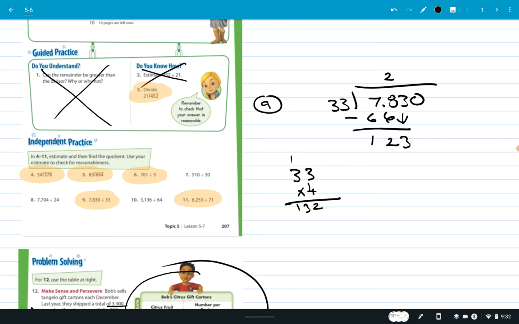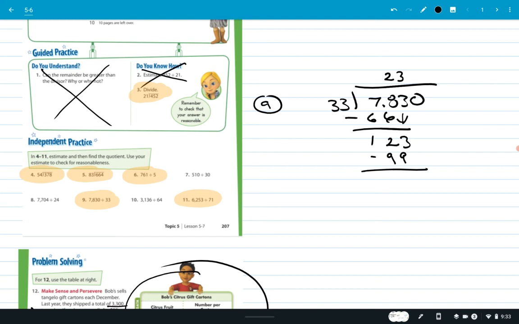A little bit too big. So I heard somebody else say 3 times. Let's try that. 3 times 3 is 9. That's easy. So it's going to be 99. I subtract. I'm going to put that 3 up there before I forget. Okay? And then, so 99 from 123.